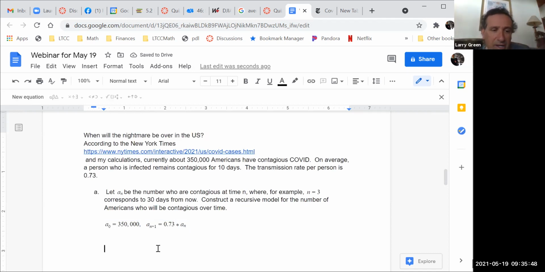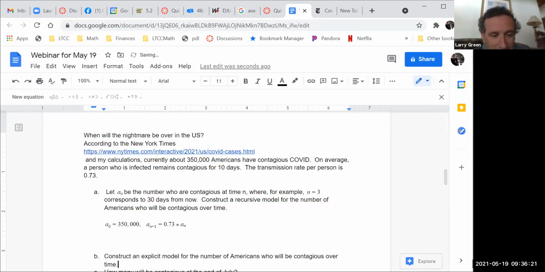Any questions on making a recursive model for the number of people in the United States who are going to have COVID at any 10-day interval? Notice if N is 10, we're talking about 100 days from now. If N is 4, we're talking 40 days from now. So these aren't day by day, these are 10 days by 10 days. Any questions on part A? Okay, let's do a next one, which you might be able to guess.